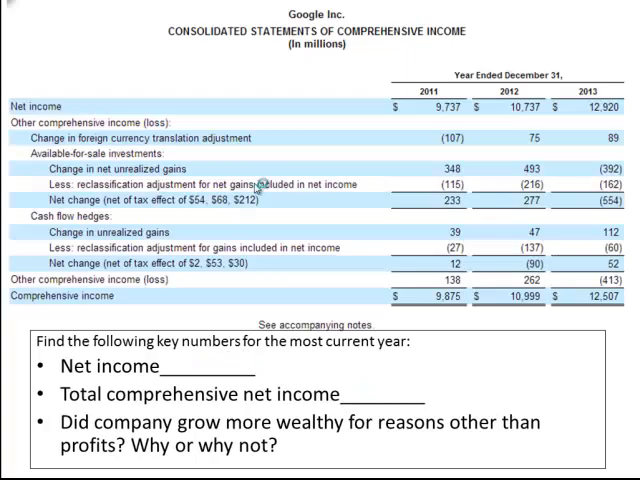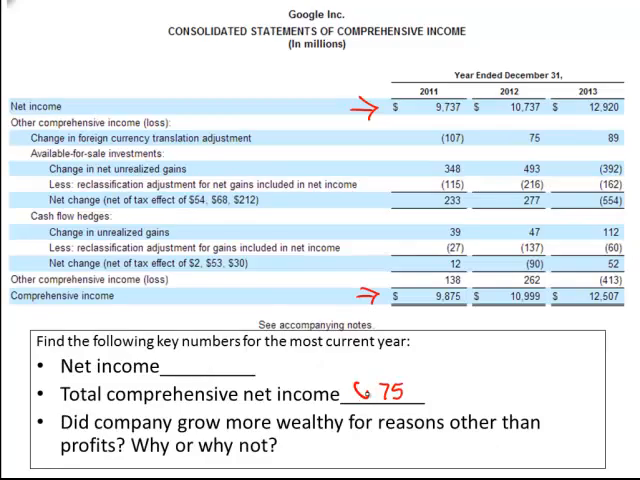Let's try another one. Here's Google. So if I'm looking at Google again, I'm going to go to the income statement and I'm going to find net income, which is $97.37. Total comprehensive income is $98.75. Oh, you know what I did? That's not the most recent year, is it?